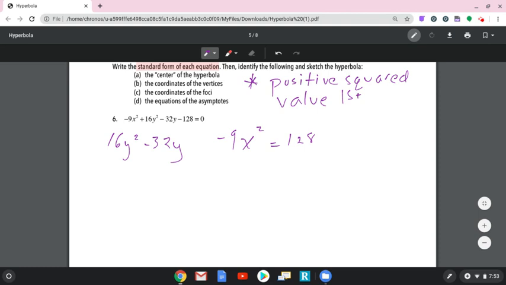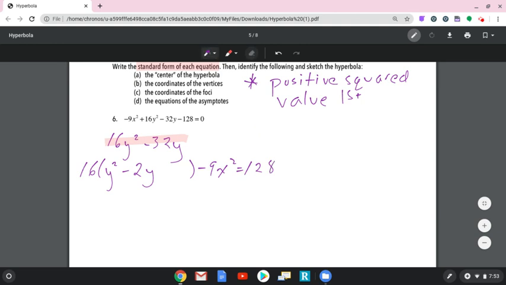Now, to complete the square here, for the x, I don't have to complete the square because there's no x term. I only have an x squared term. I have to complete the square of my y, though. So when I want to complete the square of this y, I need to first factor that 16 out. So I'm going to factor that 16 out, and I have y squared, negative 32. If I factor positive 16, I get a negative 2y. I have a negative 9x squared equals 128. All right, I'm going to actually condense this so I have a little more room, guys.